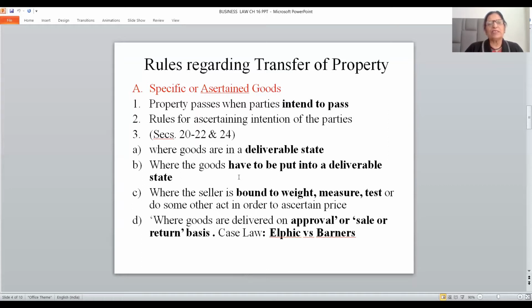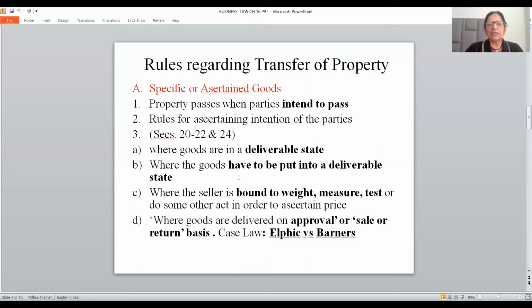So you all know, friends, under the very first chapter, I taught you classification of goods. We can classify the goods into three categories: existing, contingent, and then future goods. Existing goods again fall under two categories: specific or ascertained goods, and then unascertained goods.